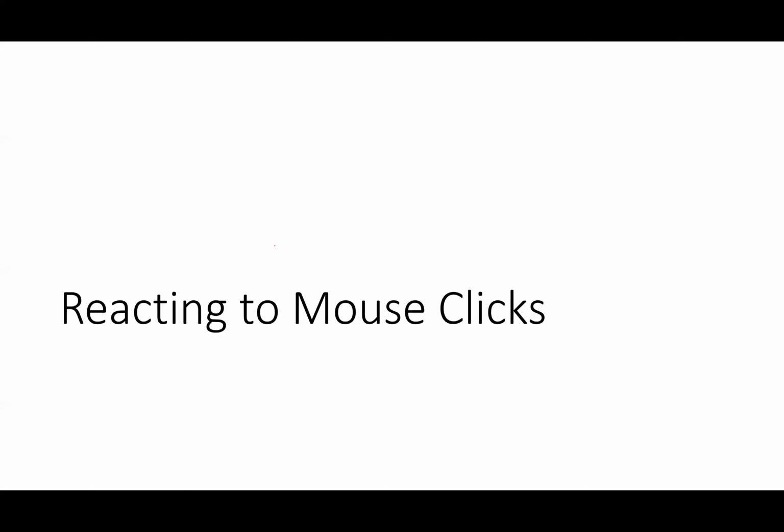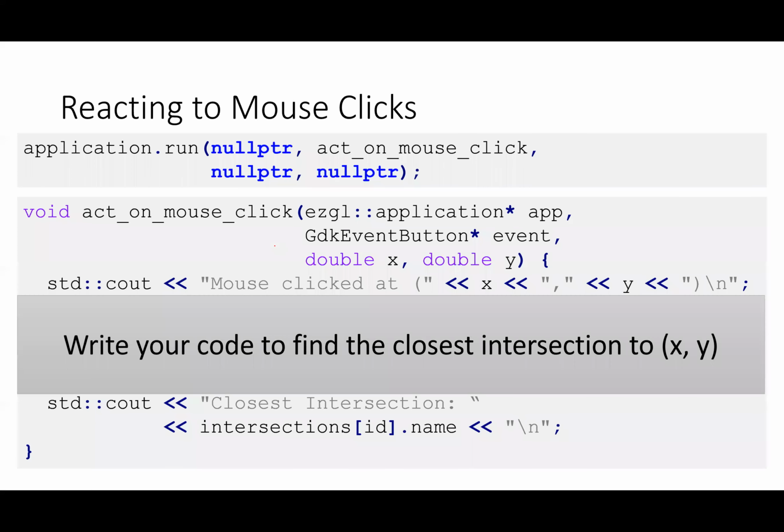Now I want to talk about responding to user input. Okay, so first let's talk about mouse clicks. In that code I just showed you, we called application.run, which hands control to EasyGL, and we had nullptr for all 4 arguments. Now I'm going to set the second argument not to nullptr. I'm going to give the name of a function. Okay, this is the name of a function that I write.